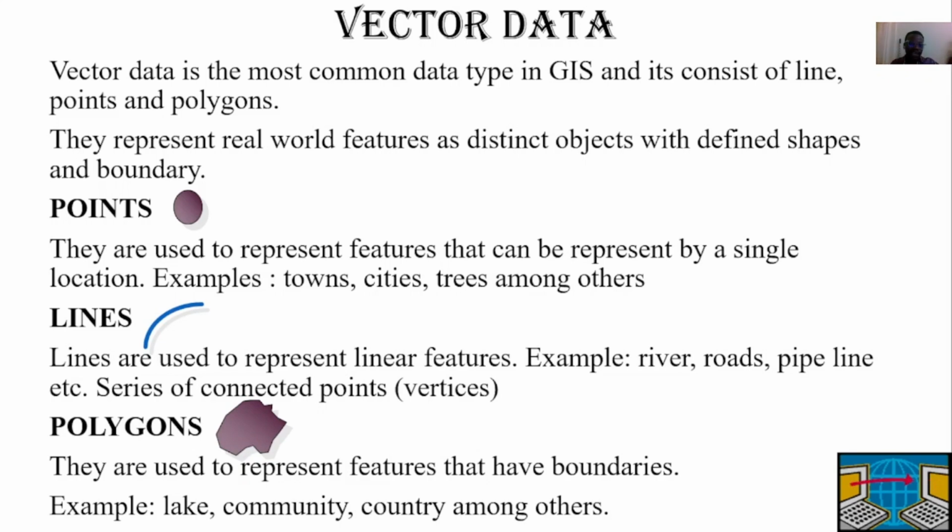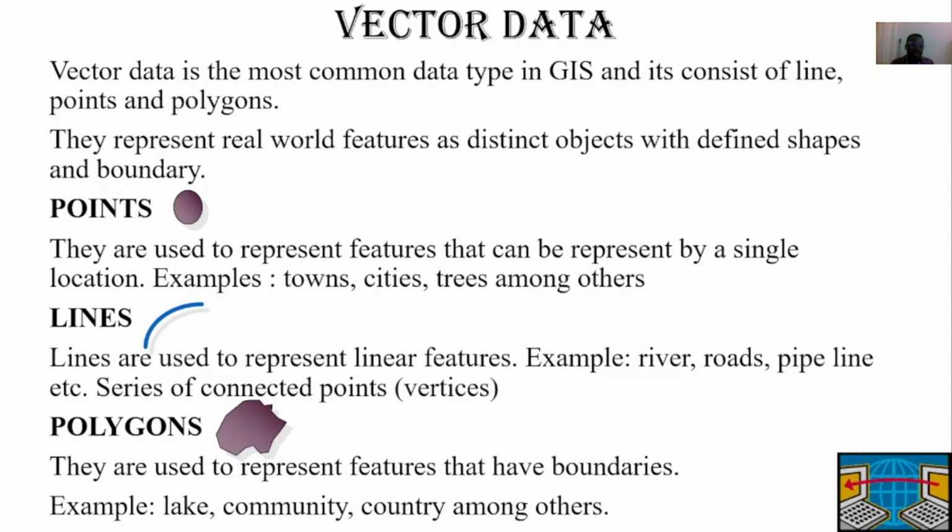Assuming you want to visualize the trees within your locality, there is no way you can use a polygon to represent a tree. There is no way you can use a line to represent a tree. You can only use points to represent a tree. Your house on its own can be represented using points, based on the context within which you are presenting your house. So examples of geographic entities that can be represented using points involve towns, cities, trees, and others.